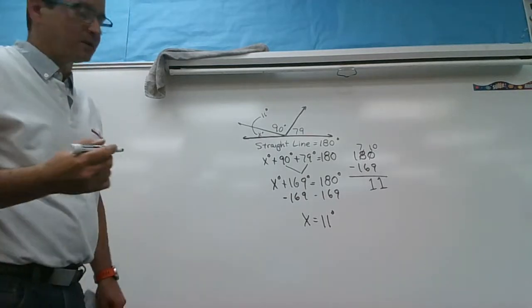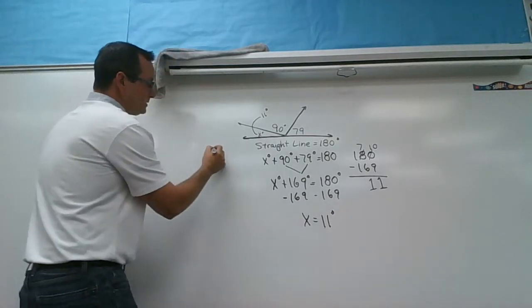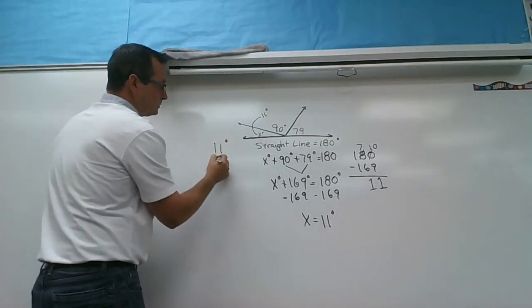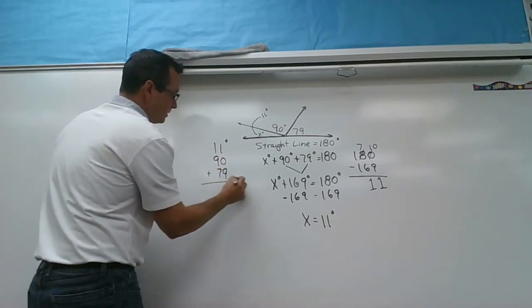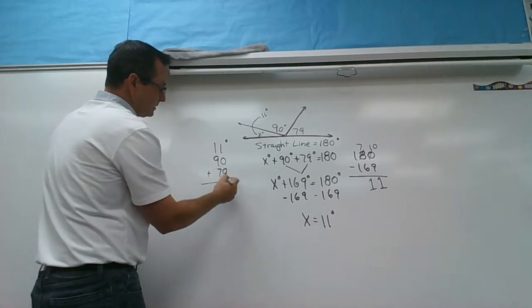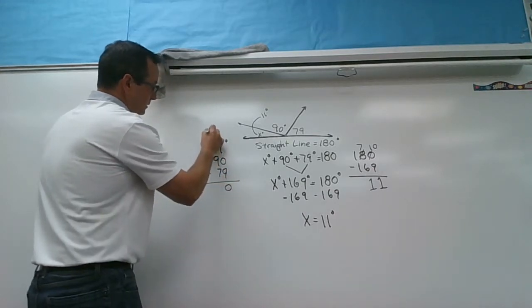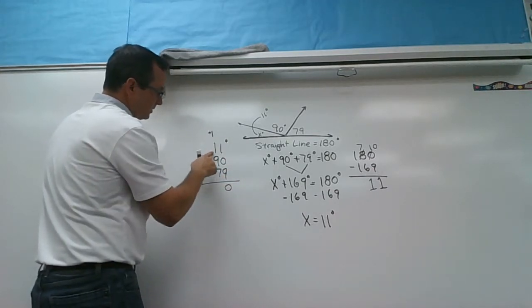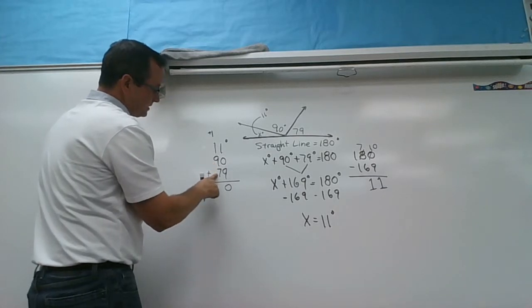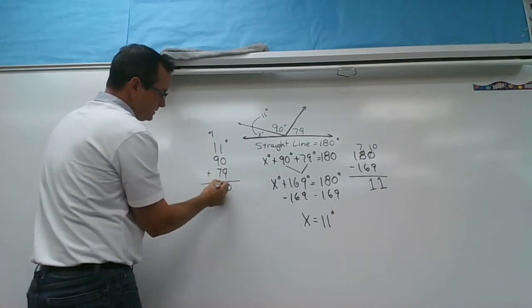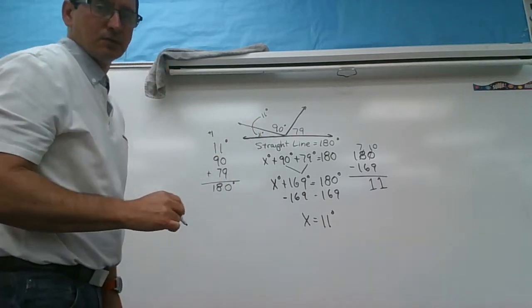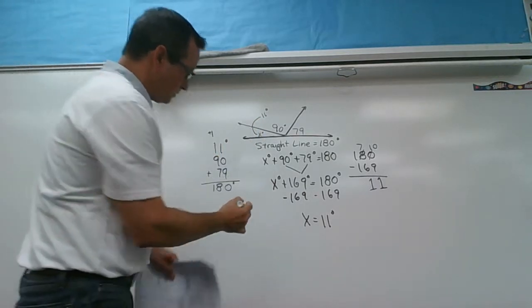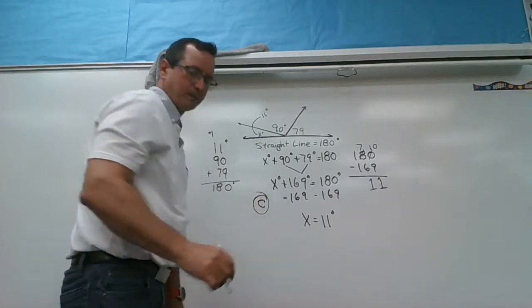Now, how do I know all this is right? Well, if I take 11 degrees, 90 plus 79, let's see how much that adds up. 1 plus 9 is 10. Plus 7 is 17. Plus 1 is 18. So 11 degrees is the correct answer, which is letter C. Okay.